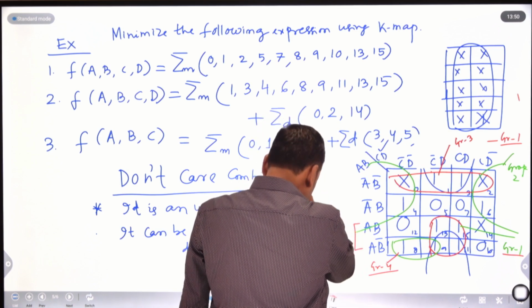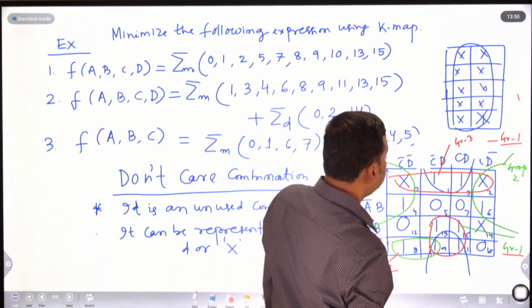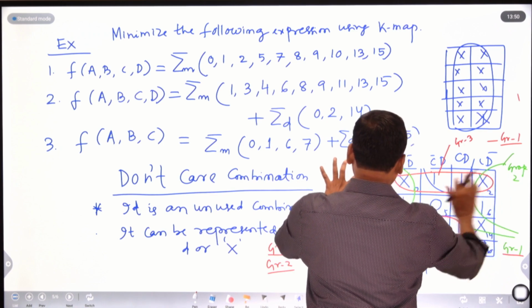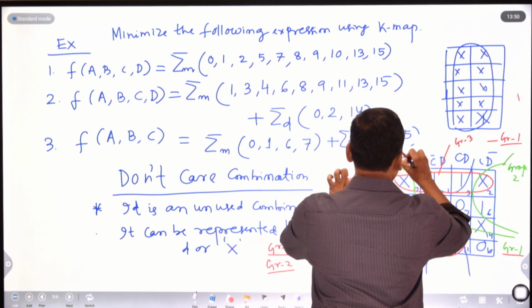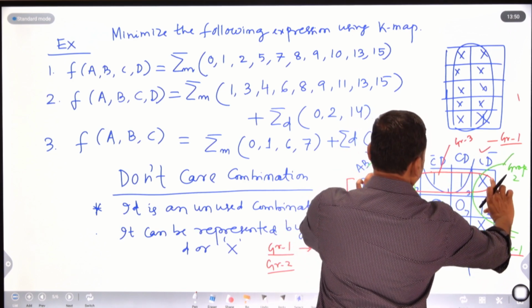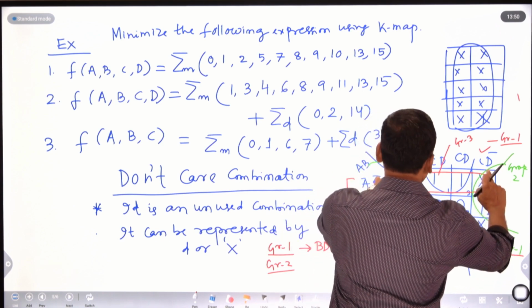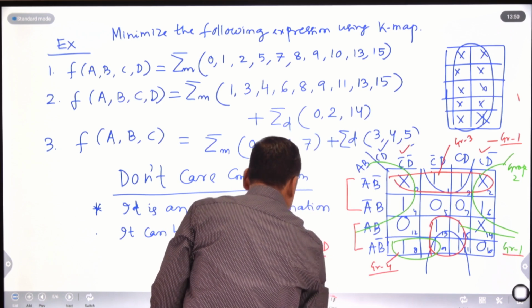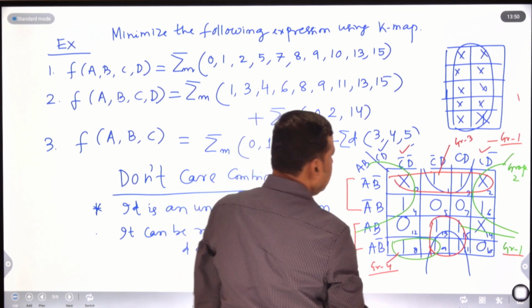Then group 2, where is your group 2? This is your group 2. In group 2, what is the common? Here that is your A bar, and here that is your D bar. So A bar, D bar in this one. In group 2, here that is your A bar, and here that is your D bar. A bar D bar, that is your group 2. In group 3, where is your group 3?